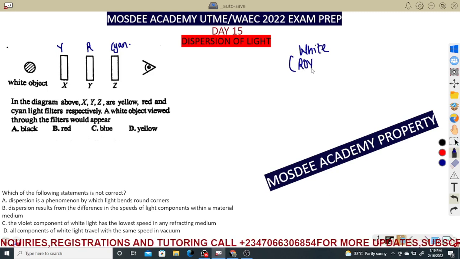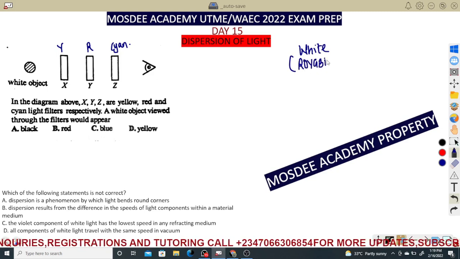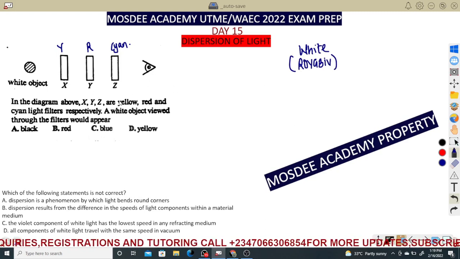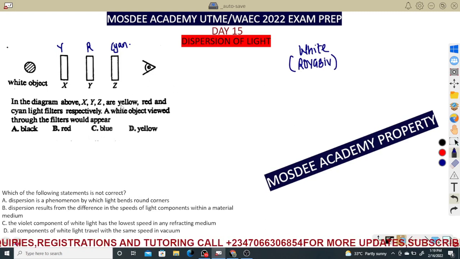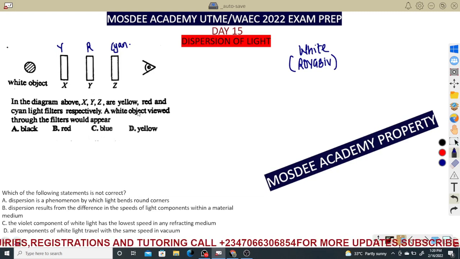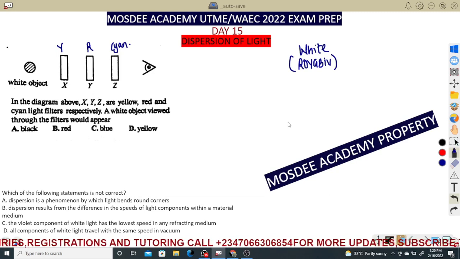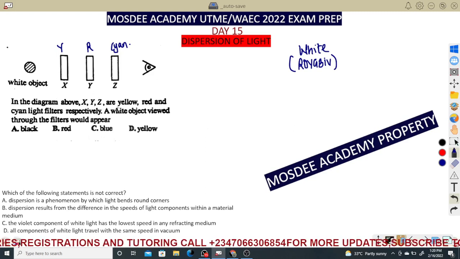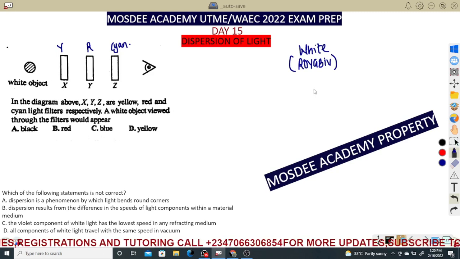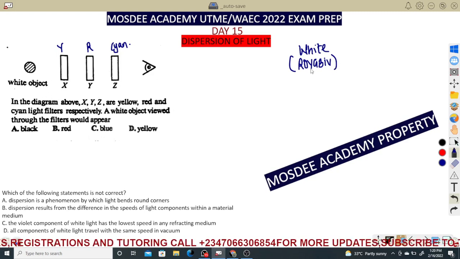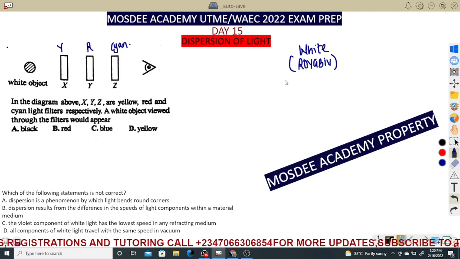To solve a question on a triangular prism, you have to look at where the eye is. So we want to mix color. Listen to this because it's one of the most important aspects. Most of the questions asked at your level are cheap questions, and this is the way you see them. In the diagram above, X, Y, and Z are this. Now, let's start. White has ROYGBIV, seven colors. We've talked about that.